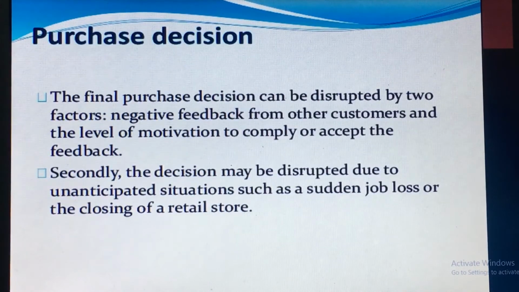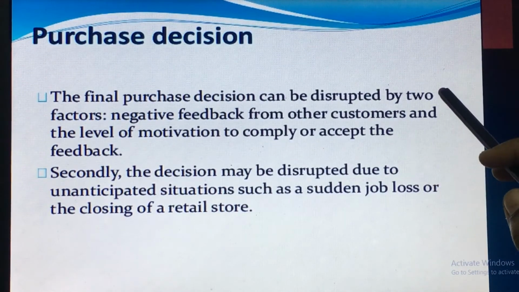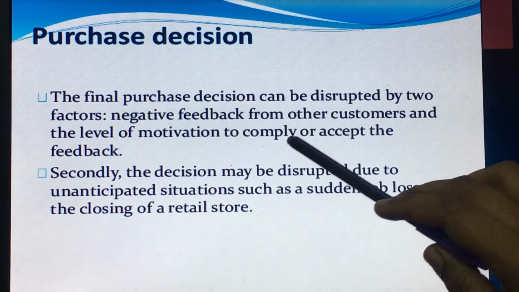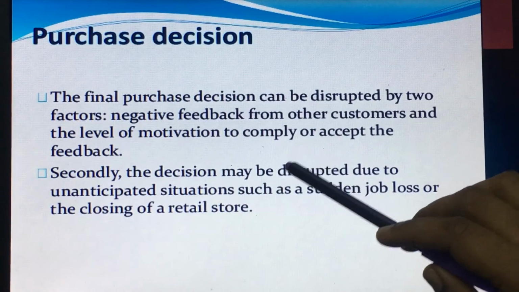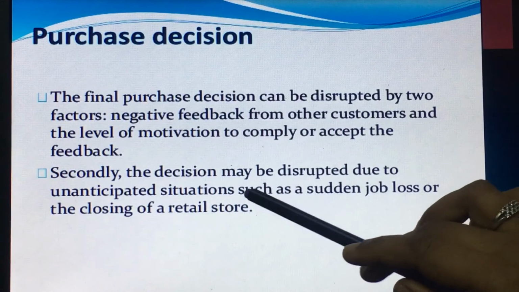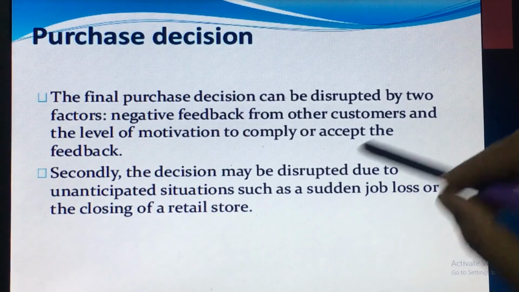So the next step is the purchase decision. At this stage, the consumer is taking the purchase decision. When all the above stages have been passed, the consumer has finally decided to make the purchase decision. The final purchase decision can be disrupted by two factors: negative feedback from other customers and the level of motivation to comply with or accept the feedback. Secondly, the decision may be disrupted due to unanticipated situations such as sudden job loss or closing of the retail shop.